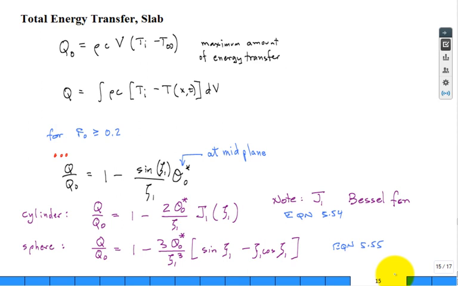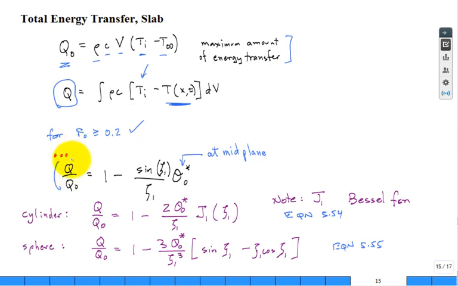Not only can you get the temperature, but you can get the total energy transfer out of the slab or out of the cylinder. So think of Q naught: rho C V times T initial minus T infinity. That's the maximum amount of energy that can be transferred out. If you knew the temperature distribution at an instant in time, compare it to the initial uniform temperature, then integrating over the volume, you can get the Q that comes out. And so for Fourier number greater than 0.2, you get a simple solution.